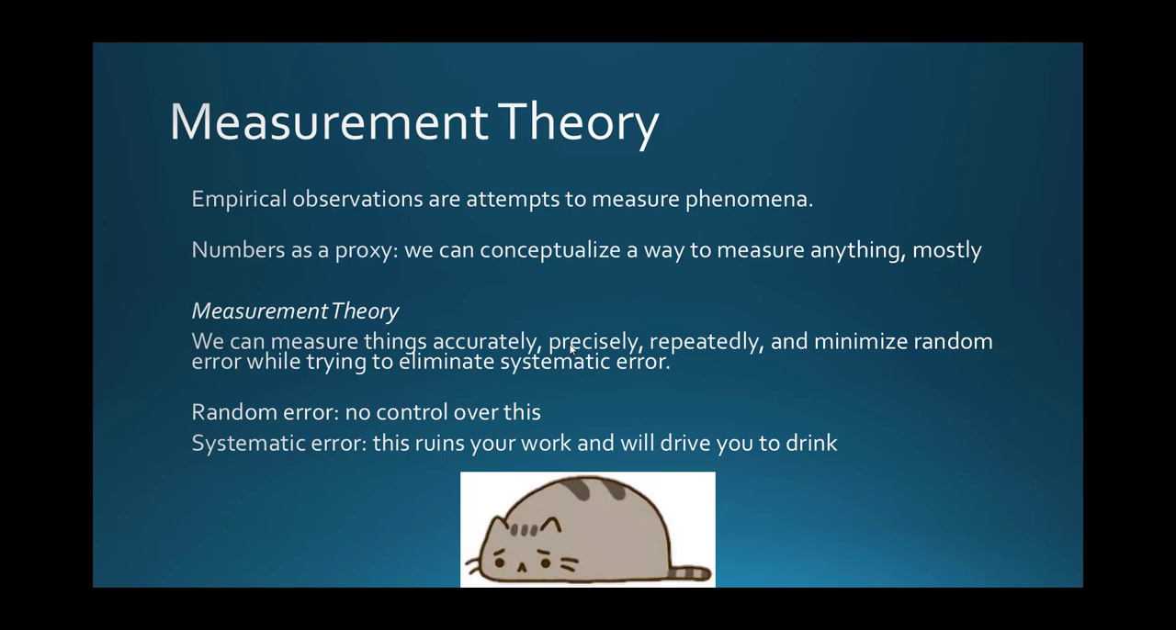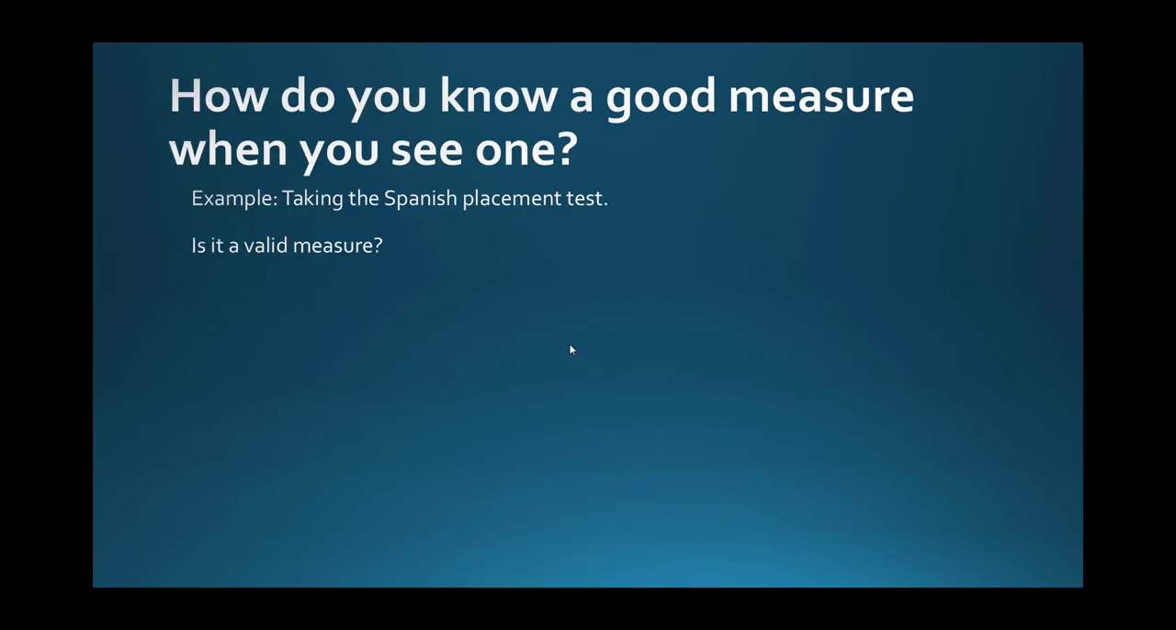Systematic error is something that's going to impact every single participant. And so all of the information you gather has this bias or this flaw in it. It will drive you to drink when you find it, particularly if you've dedicated years of your life trying to collect information only to find out later that it's not going to be usable.